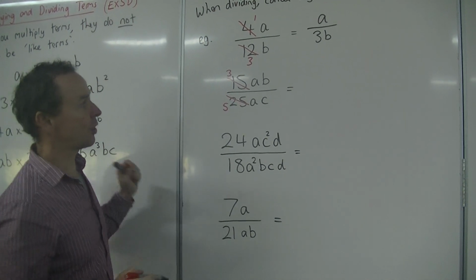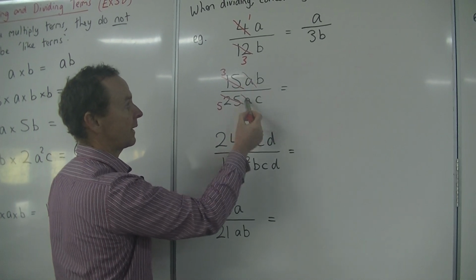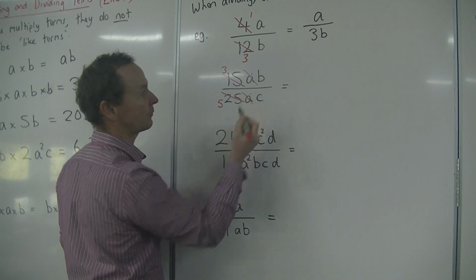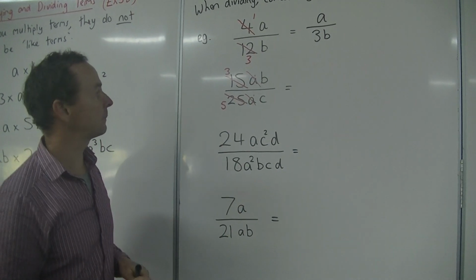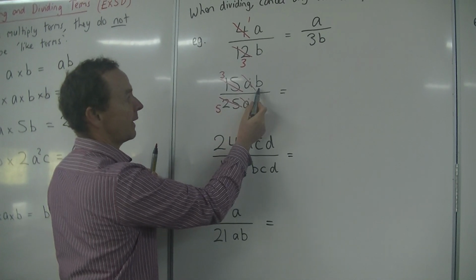And is there anything else that's common on the top and the bottom? I can see an A there and an A there. So I'm going to cancel those A's. And technically, we can cross them out, but technically you're left with 1s, but the 1's not going to affect anything. So now we've finished, there's a B and a C. So on the top line, we've got a 3 and a B.